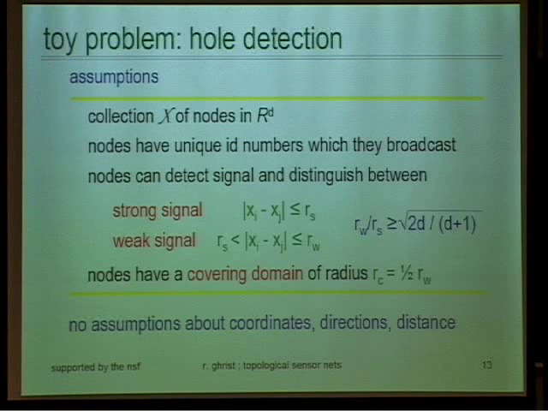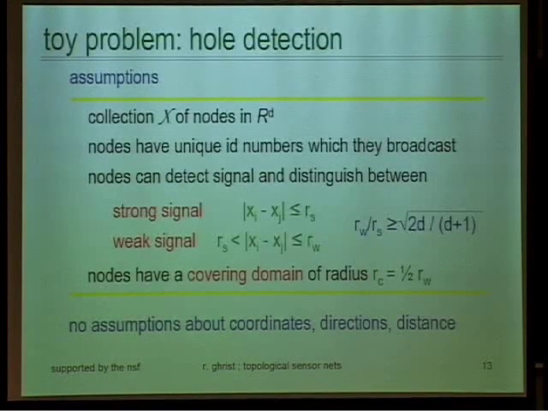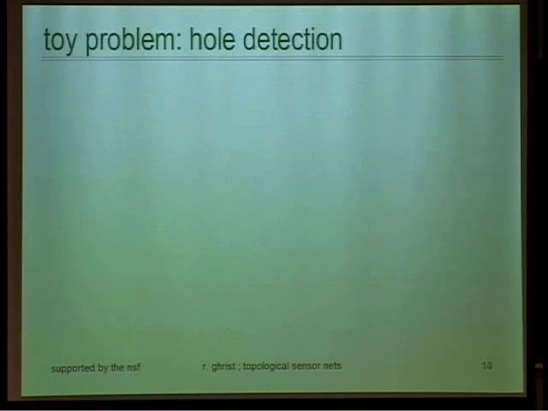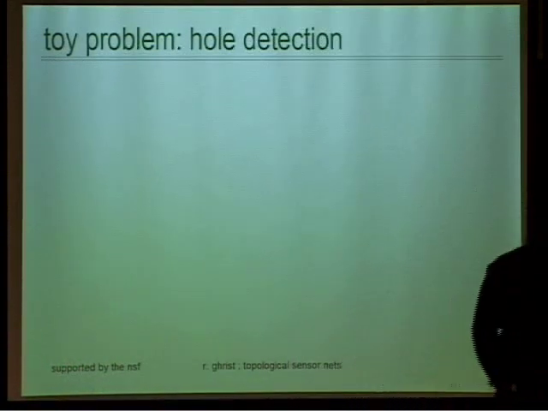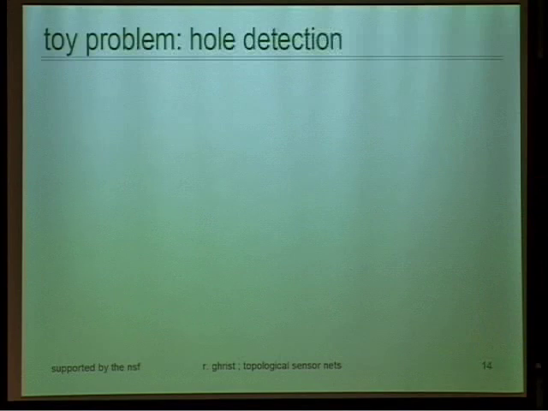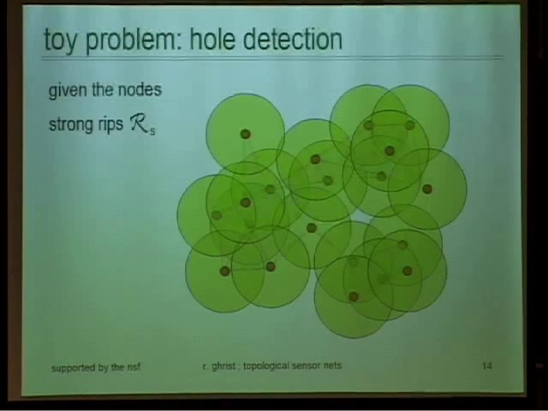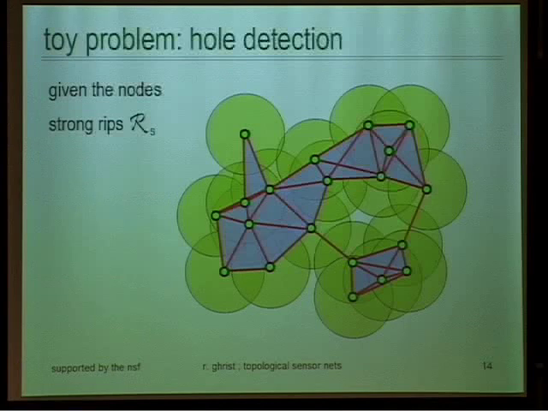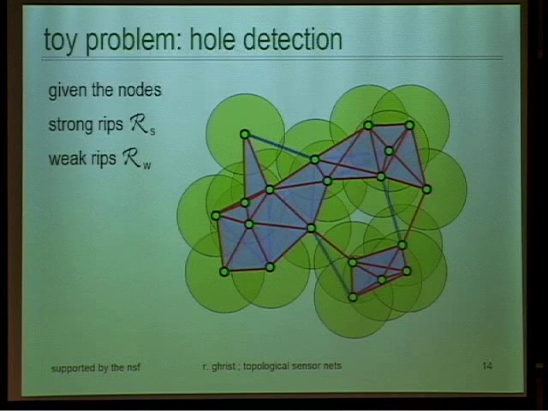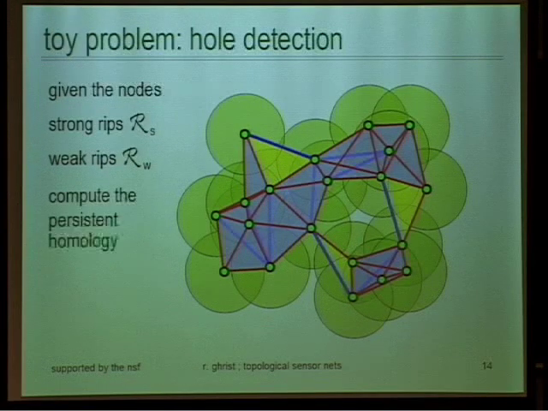Okay, no assumptions about measuring distances, no assumptions about orientation, no coordinates at all. Just each node has a list of data, you know, who can I hear and at what signal strength, and that's it. So when I talk to sensor networks people and give that setup, they say, well, go home, you can't solve anything, that's not enough data. But you can, if you're given the nodes, you can build the strong signal Rips complex. So I tie things up by edges, depending on whether they're within a strong signal detection. And then I build the weak signal Rips complex. And I compute the persistent homology. And I look at that.